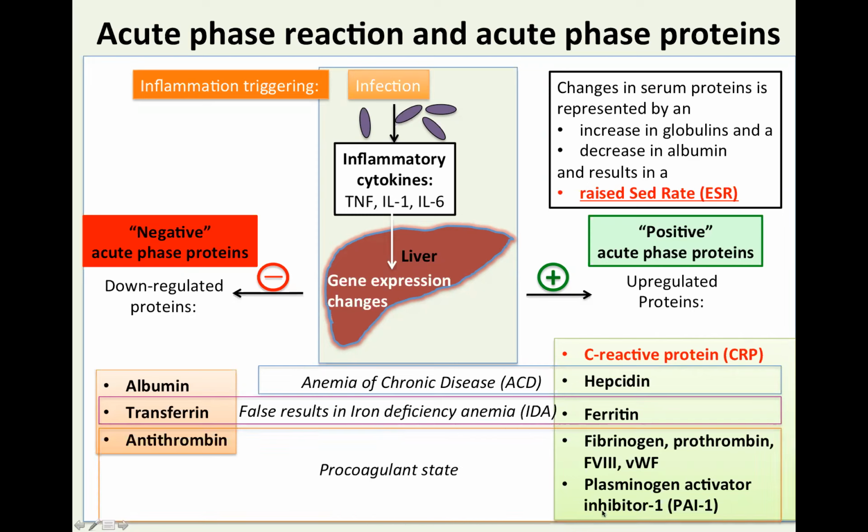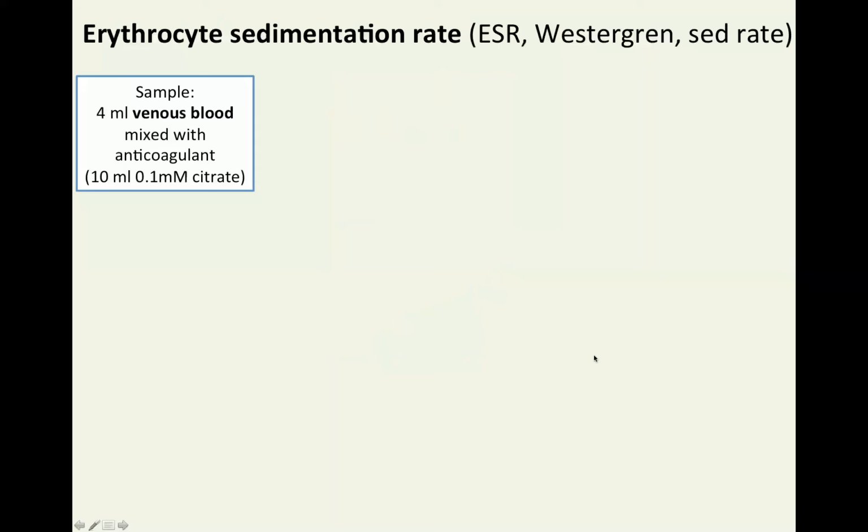The bottom ones are involved in the procoagulant state, which is always present in inflammatory reactions. So what is the SED rate? It's a very old-fashioned test, but it's still very useful because it needs nothing more than some blood and an anticoagulant, and then a specific tube, the Westergren tube.